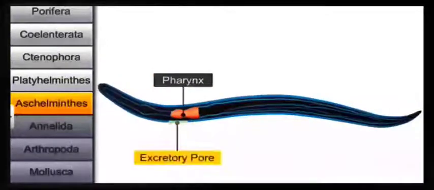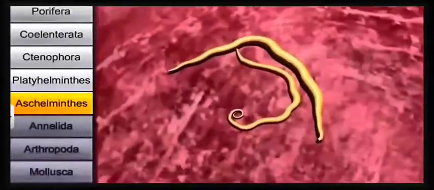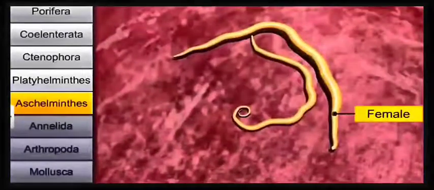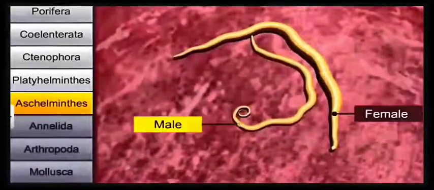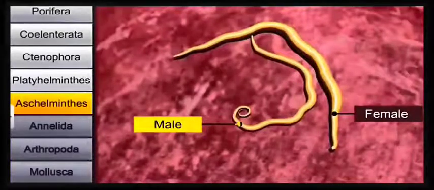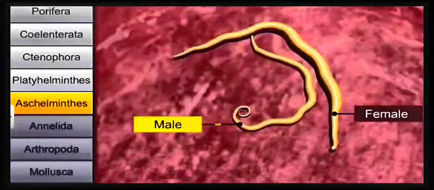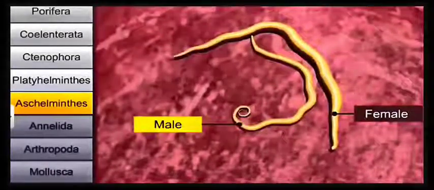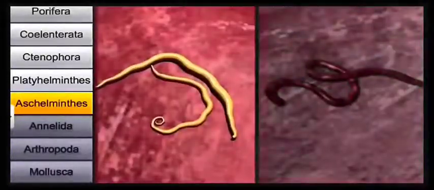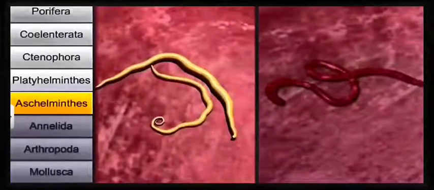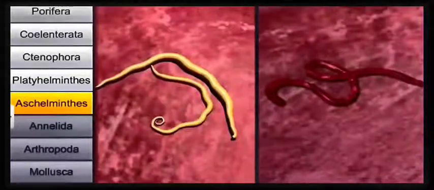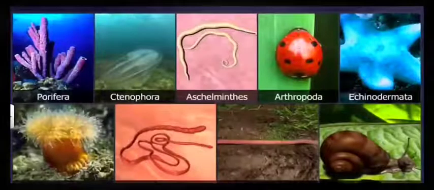and they have got an excretory pore. So a complete digestive system is there. The males and females are different. Females are generally larger and males have got a curved ending, generally in Ascaris, roundworm. So these, on the left side it is Ascaris, on the right side it is Wuchereria, filarial worm.